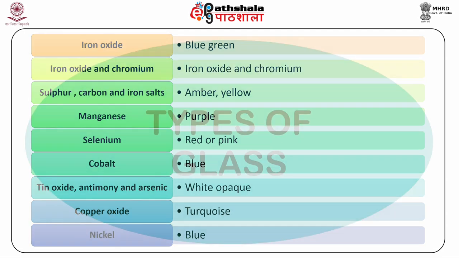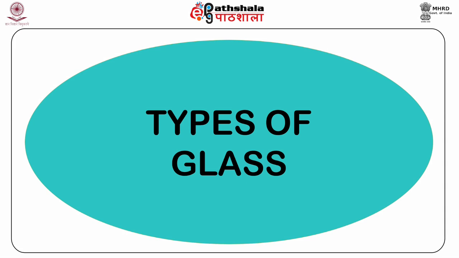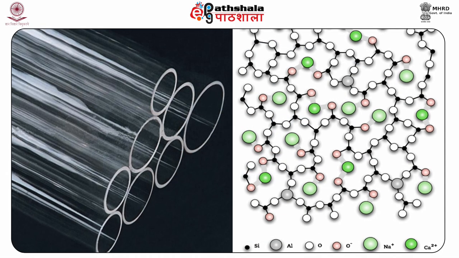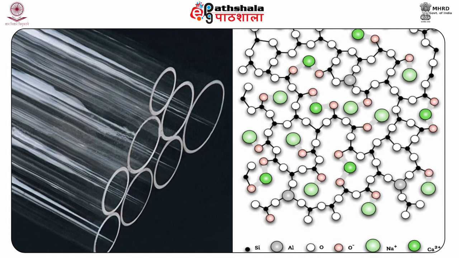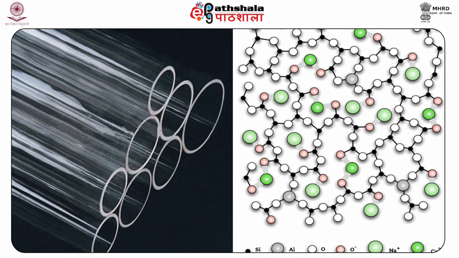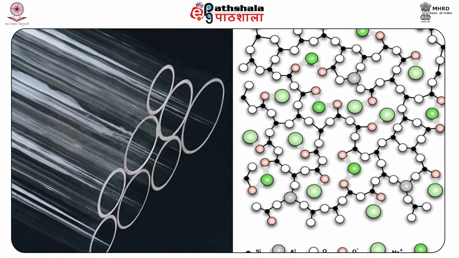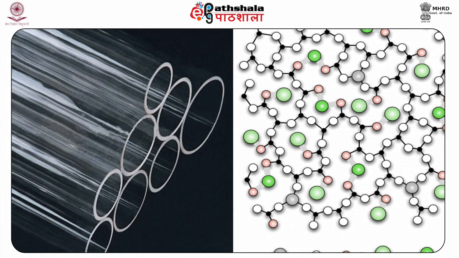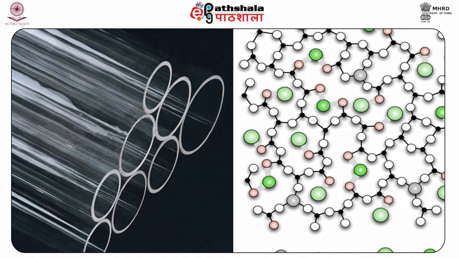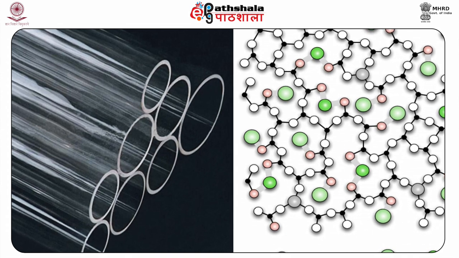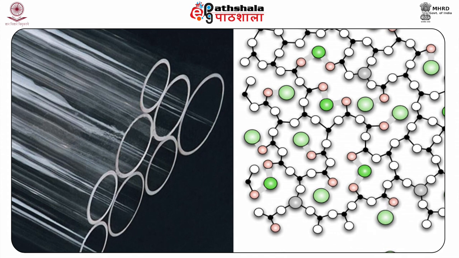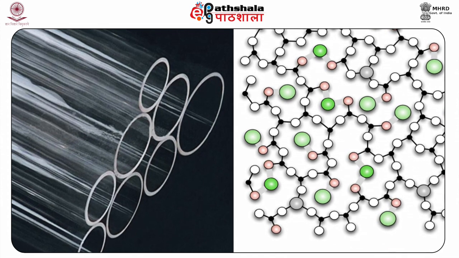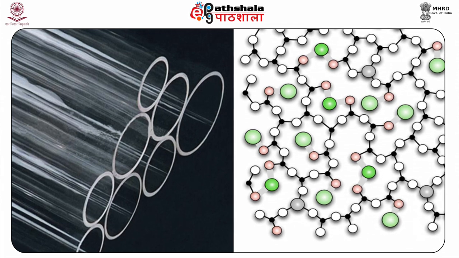Types of glasses. Depending upon the chemical composition, all commercial glasses are divided into 6 basic categories. Number 1. Soda lime glass. It is the most common and cheapest form of glass. It is used for manufacturing window glass, bottles, containers, light bulbs, bangles, ophthalmic lenses, car headlamps, etc. The common oxides found in it are sodium, calcium, magnesium, and aluminium. It is not highly resistant to high temperature and sudden changes of temperature, while the resistance to corrosive chemicals is fair.